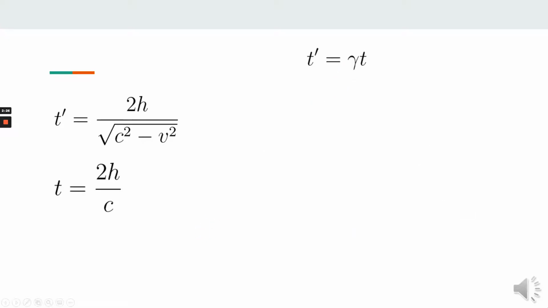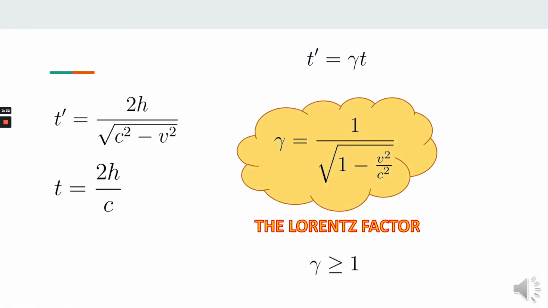Dividing this new equation of time by the original one gives t dash equals gamma times t, where gamma is equal to 1 over the square root of 1 minus v squared over c squared, and is always greater than or equal to 1. This is known as the Lorentz factor and gives a numerical value to the amount of dilation undergone on time when in motion.